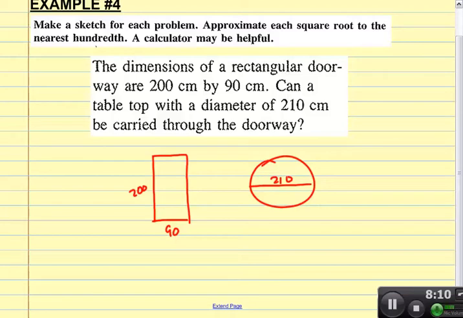So if I tip it up on its side and try to roll it through, that's my table. If I take the legs off, here's the table, and I'm trying to roll it through the doorway. The question is, is the hypotenuse of that triangle right here more than 210? Because if it is, then I can fit the table through it, but if it's not, I can't.